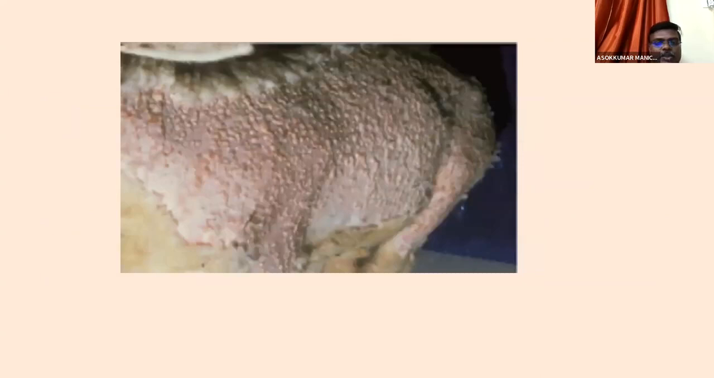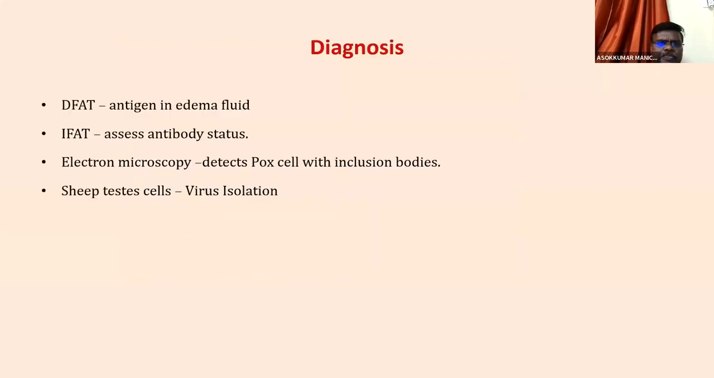Sometimes sheep pox could be observed in the breeds which are reared for wool purposes. Once you shear the wool, you could see the pox lesions like this. So this is a severe form of sheep pox. Especially we could see this kind of infection in high altitude areas, especially the Himalayas, Himachal Pradesh, Jammu and Kashmir, like that.